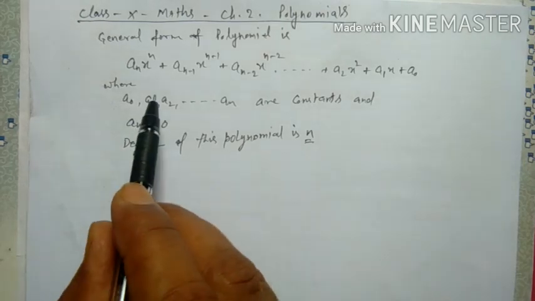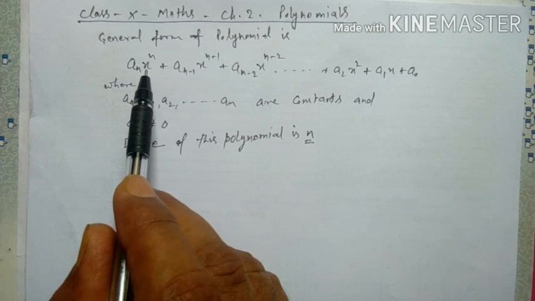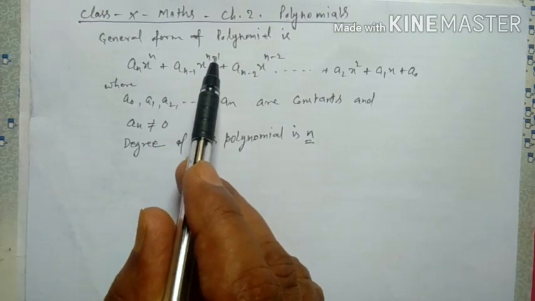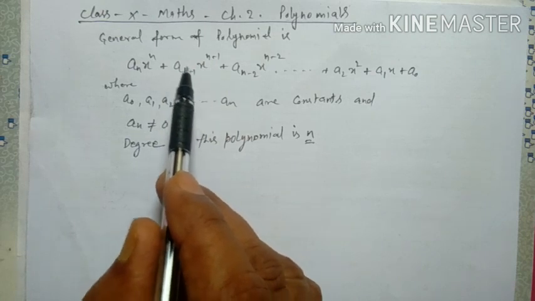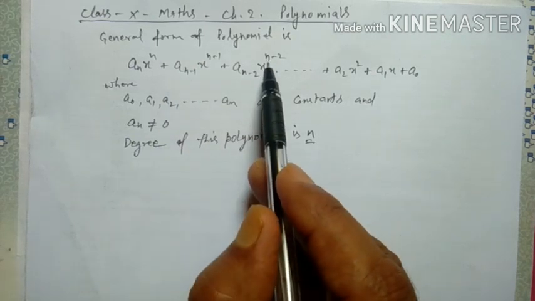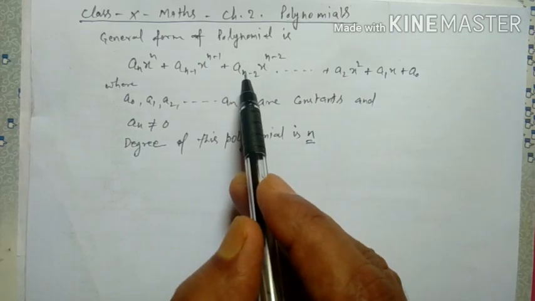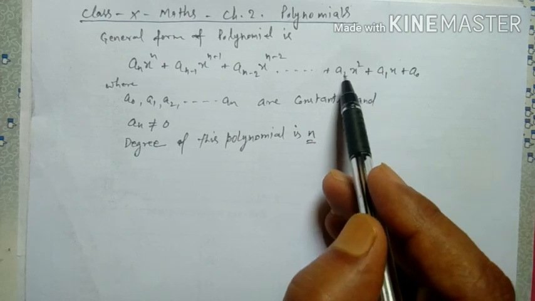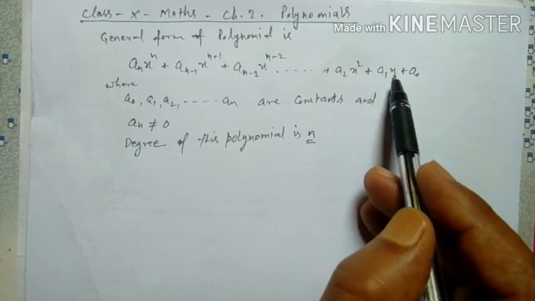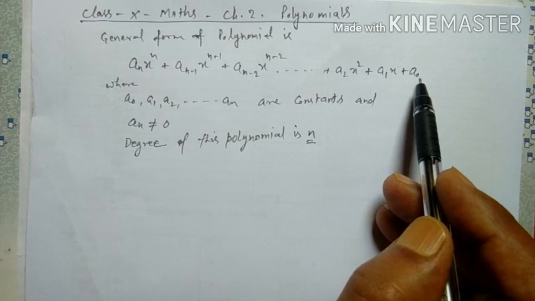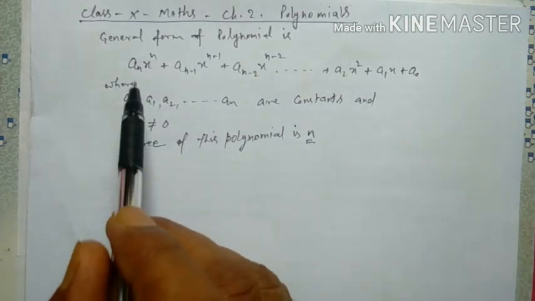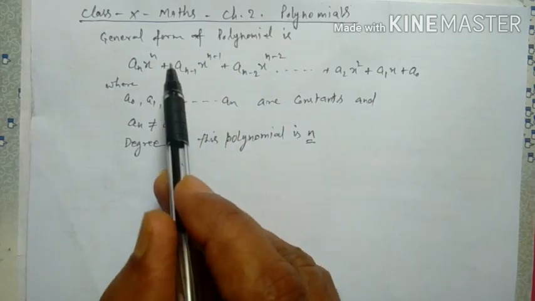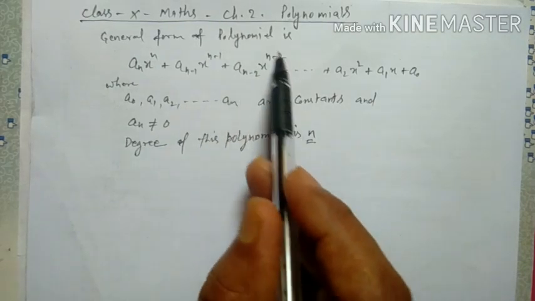Now the coefficient of x^n is a_n, the coefficient of x^(n-1) is a_(n-1), the coefficient of x^(n-2) is a_(n-2), and similarly the coefficient of x squared is a_2, the coefficient of x is a_1, and a_0 is the constant term. And a_n x^n is a term, this is another term, this is another term.